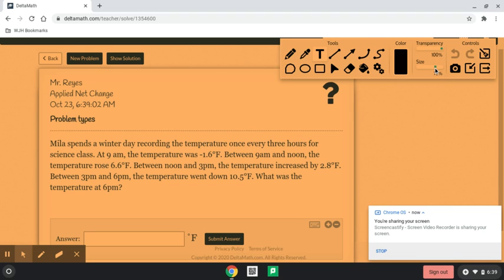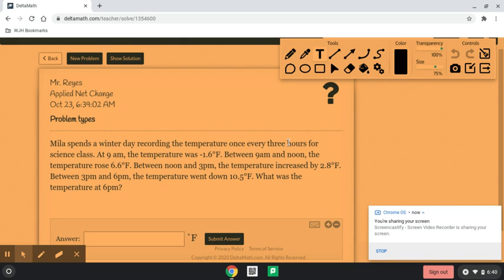Mila spends a winter day recording the temperature once every 3 hours for science class. At 9 a.m., the temperature was negative 1.6 Fahrenheit. Between 9 a.m. and noon, the temperature rose 6.6 degrees Fahrenheit. Between noon and 3 p.m., the temperature increased by 2.8 degrees Fahrenheit. Between 3 p.m. and 6 p.m., the temperature went down 10.5 degrees Fahrenheit. What was the temperature at 6 p.m.?